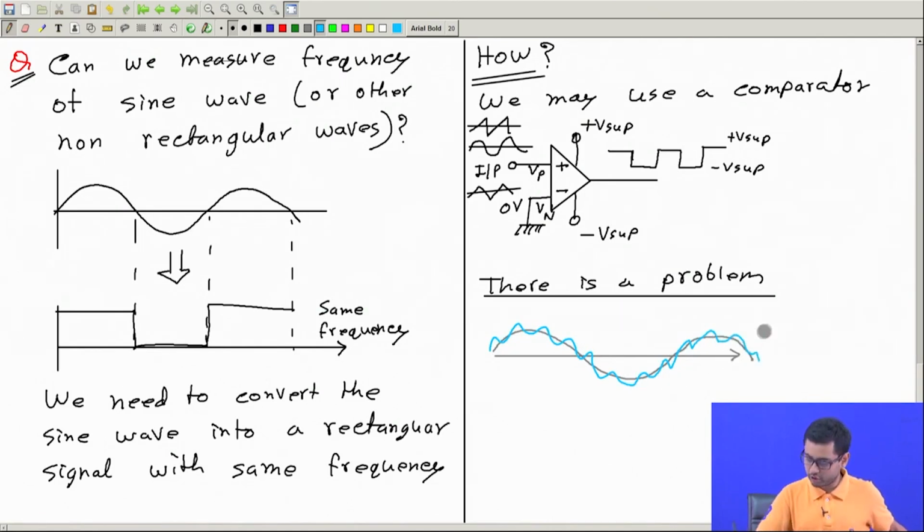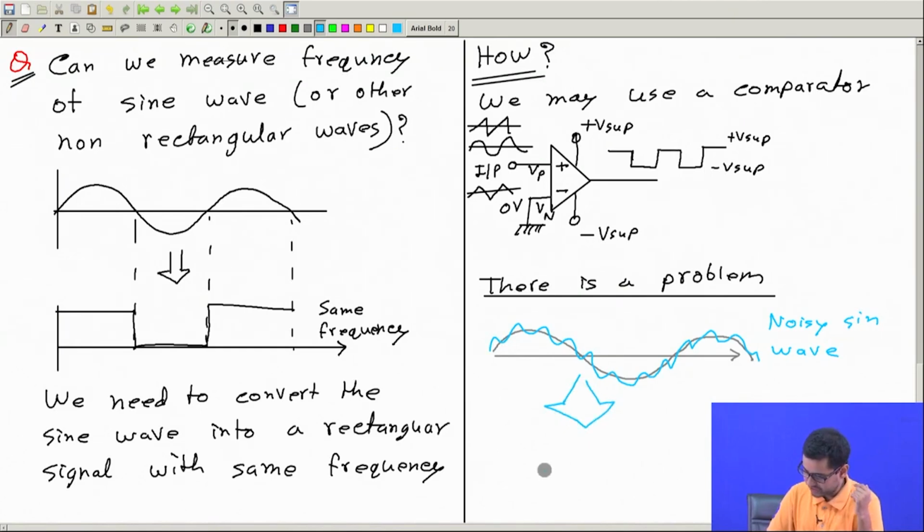Okay, so this is a noisy sine wave. Depending on the amount of noise, if the noise is a bit high, then what can happen? Just consider this part. Let us zoom in to this part. Okay, so what do we see here?